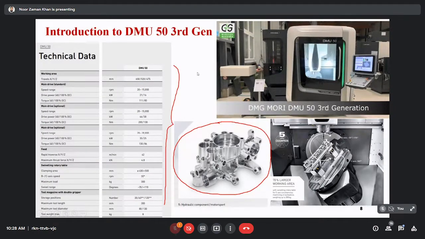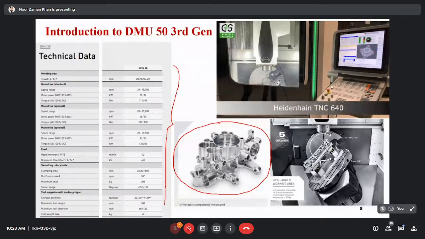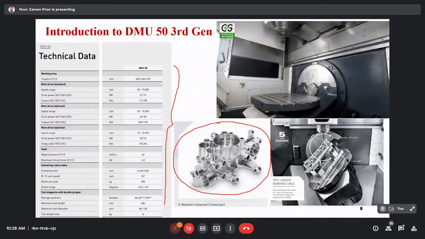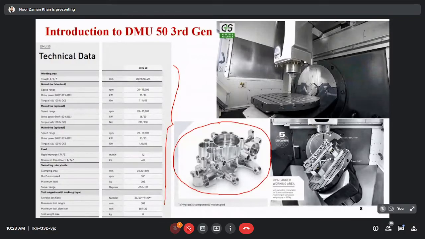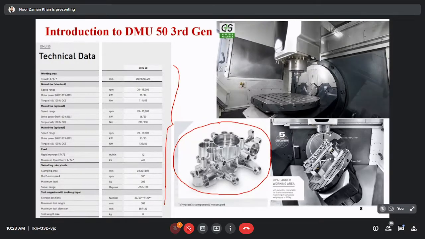So this is the video for the 5-axis milling machine DMG Mori DMU 50 third generation, and it offers more flexibility, more reliability, more precision, and outstanding 5-axis performance. It also possesses ergonomic design, and the control is perfect for almost all application areas.